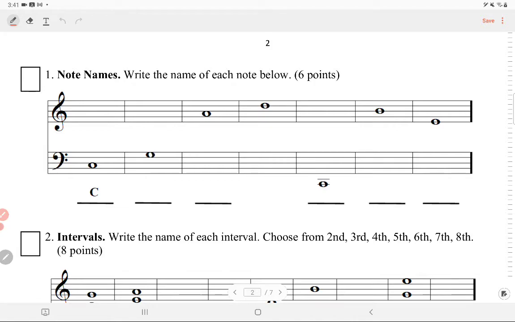I hope this one is going to help you move more quickly through those exams and understand how they're working. So the first task is note namings, and if you know your note placement, you always should do well.